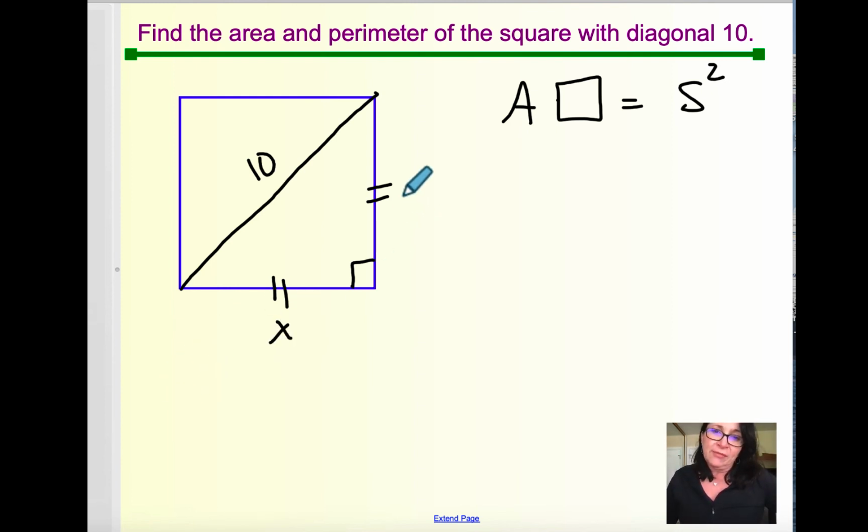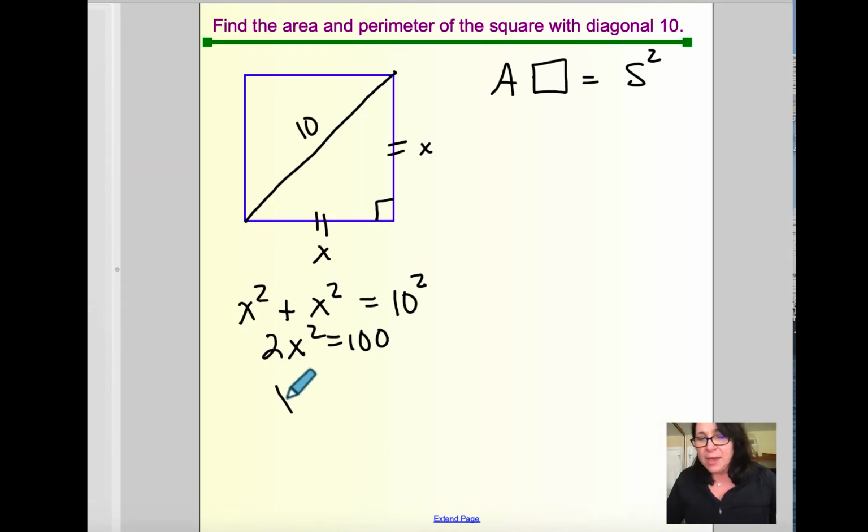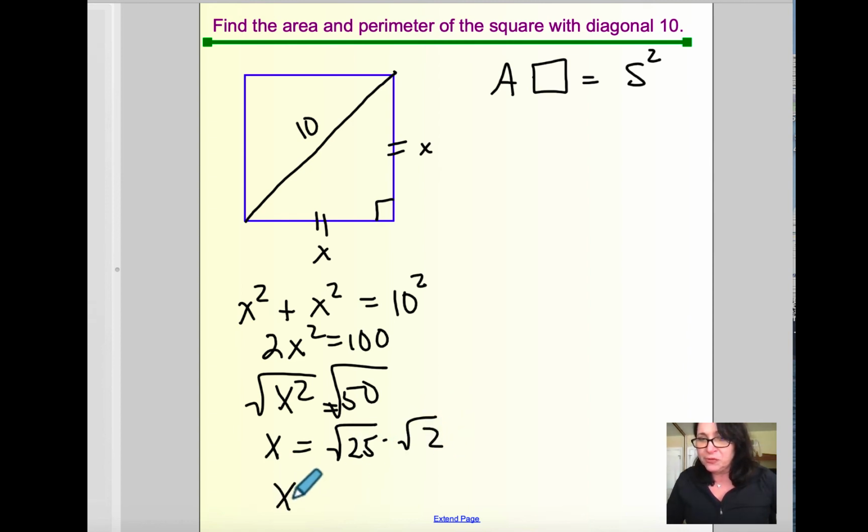Where you just make one of these values x because they're the same. So if I did that, I would go x squared, because it's leg squared plus leg squared. x squared plus x squared equals my hypotenuse squared. 2x squared is equal to 100. x squared is equal to 50. And if I square root both sides, I get x is equal to, and 50 is going to break down to root 25 times root 2. So x is equal to 5 root 2.